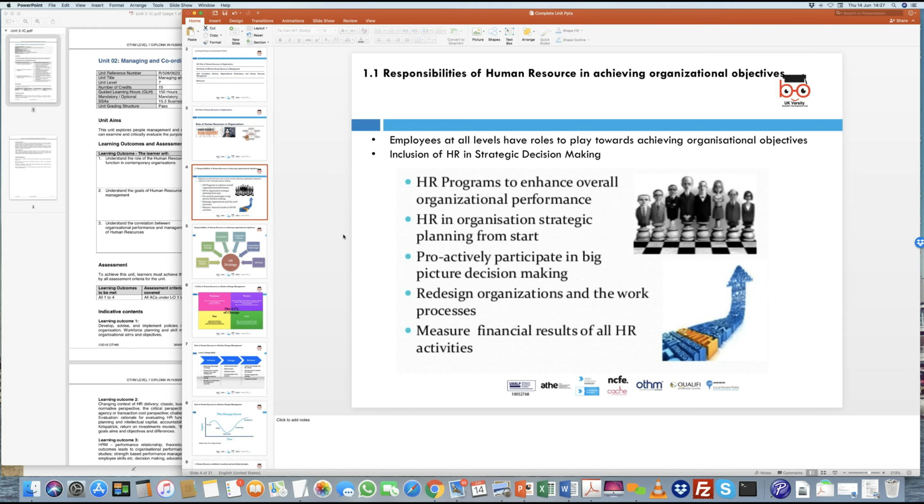Let's put it this way. Let's take an example, or give me an example, of a situation within an organization wherein you think HR information helps in decision making. Can you think of a situation wherein the information provided by the HR department or the HR manager helps the senior management in taking a decision?